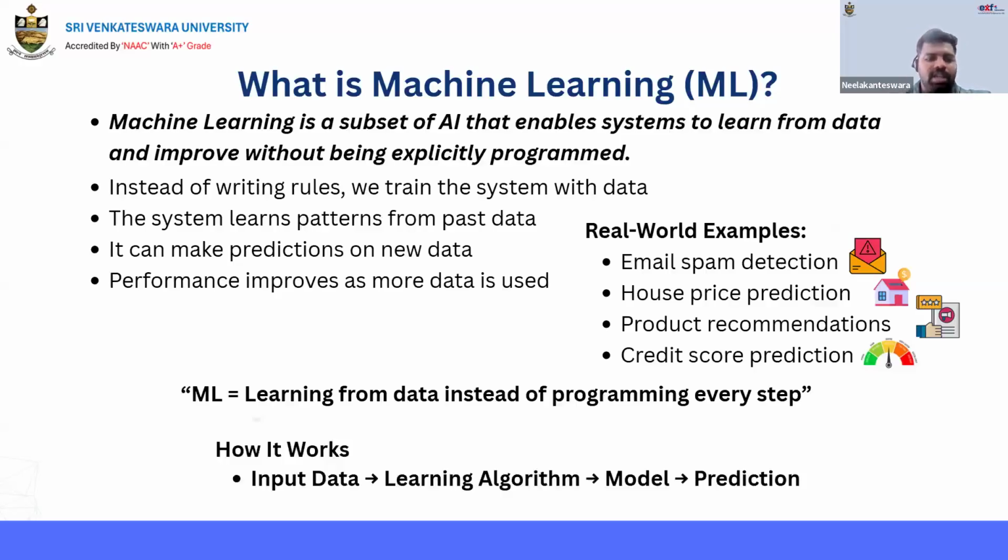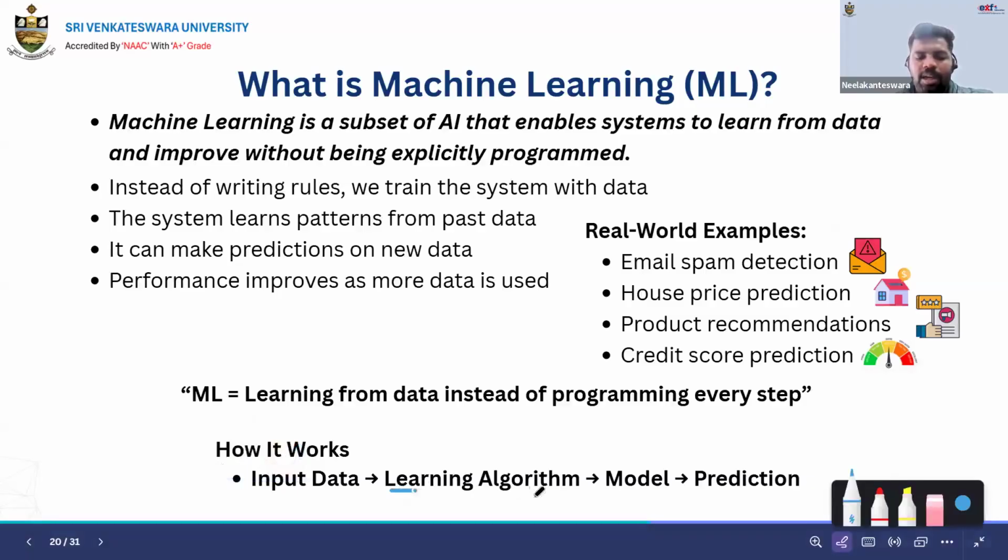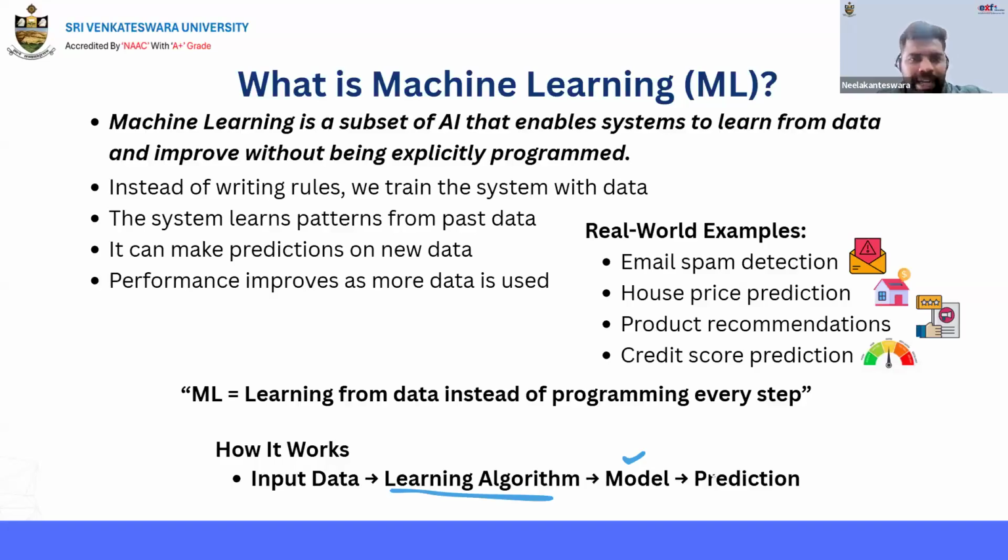How it works: we give the input data to the learning algorithm, and it learns the patterns or features from the input data and creates a model, and the model is used for prediction purposes. This is about AI and machine learning. AI is used for making predictions, and machine learning is used for learning from the data. That means with the help of machine learning, we are giving the power to the AI to make decisions.